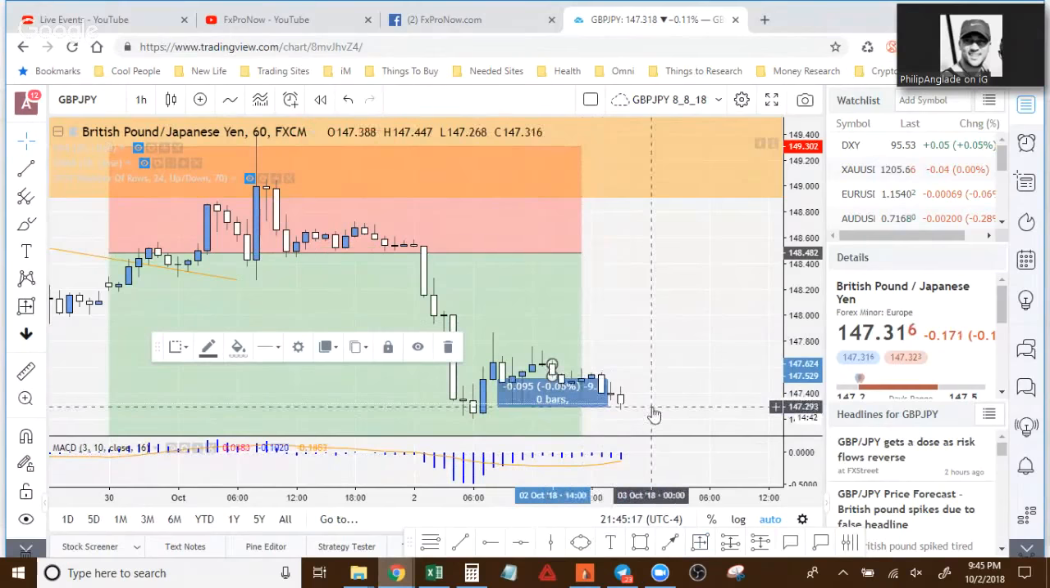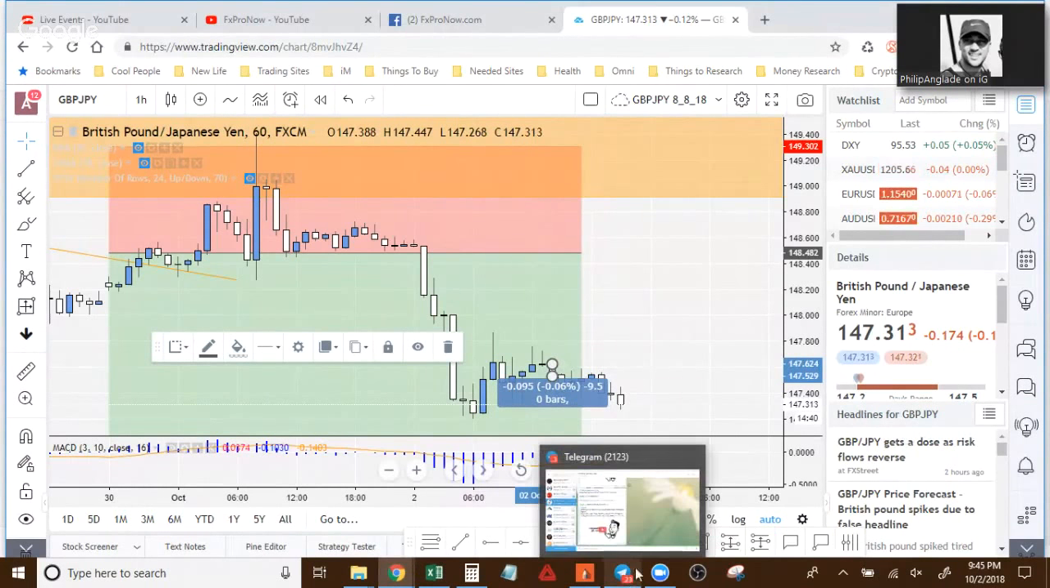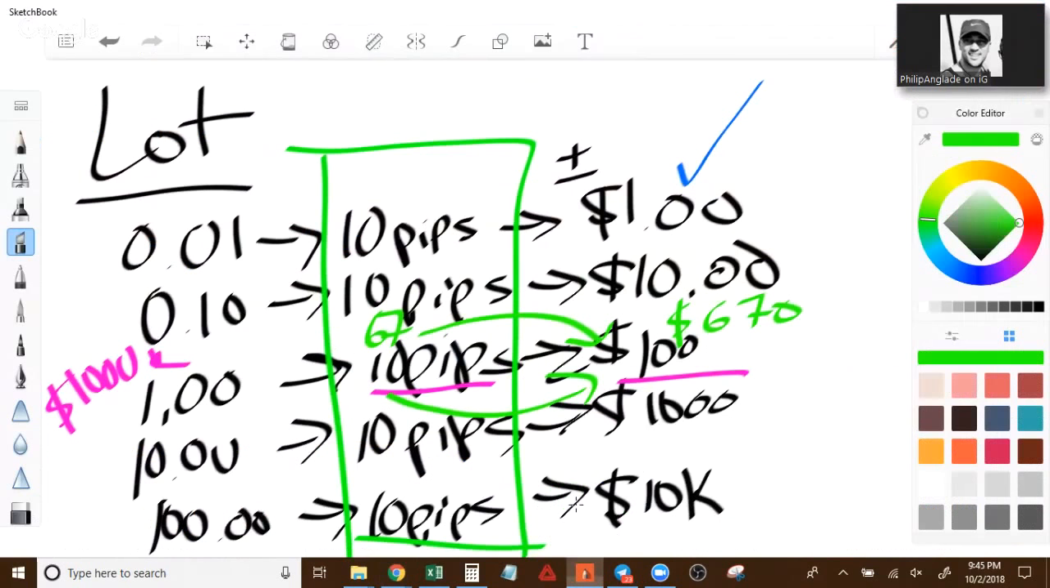9.5. Let's round it to 10. So with that being the case, $100 in that 1 hour. Who do you know that makes $100 in an hour? And then ask yourself this question: how long and how much work did it take them to actually get to the point where they could make that $100 in an hour?